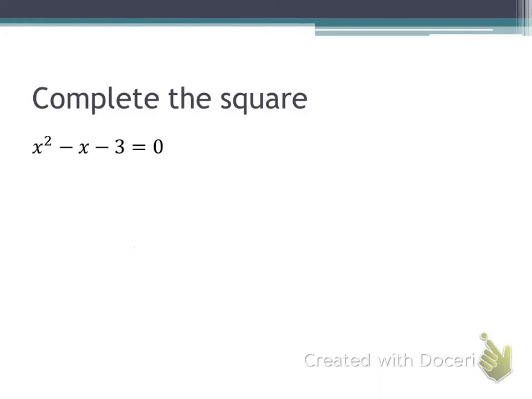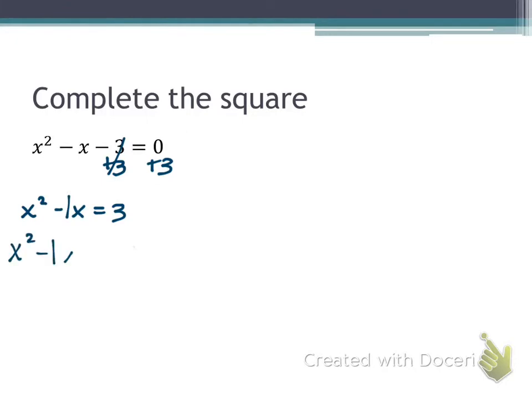Because technically, there should always be a number on this side too. And does 0 count? No. So we add 3 to both sides first. And then I have x squared minus x is equal to 3. Now I can start my process. What is b? Negative 1.